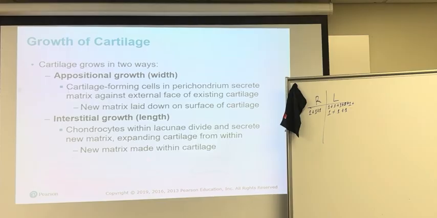What about interstitial growth in length? The chondrocytes within the lacunae divide and secrete new matrix, expanding cartilage from within, and new matrix is made within the cartilage. So basically during interstitial growth you are dividing the chondrocyte, but during appositional growth you are not really messing with the chondrocyte. Instead, cartilage-forming cells in the perichondrium secrete the matrix against the external surface of the existing cartilage.